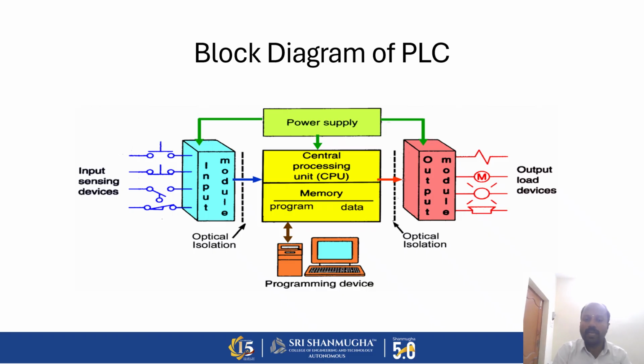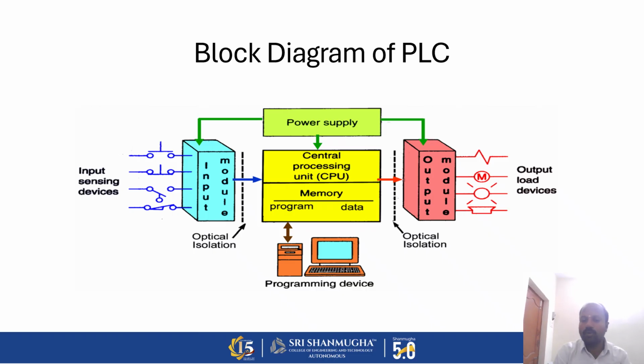This is the block diagram of a PLC. The input module is used on the input side for sensing the inputs. Input sensing devices will be connected to the input module, and then an optical isolation is used to isolate the input from the CPU. The second unit is the central processing unit, which comes with memory, that is program memory and data memory. We have also shown the programming device, which acts as a controller in this case.